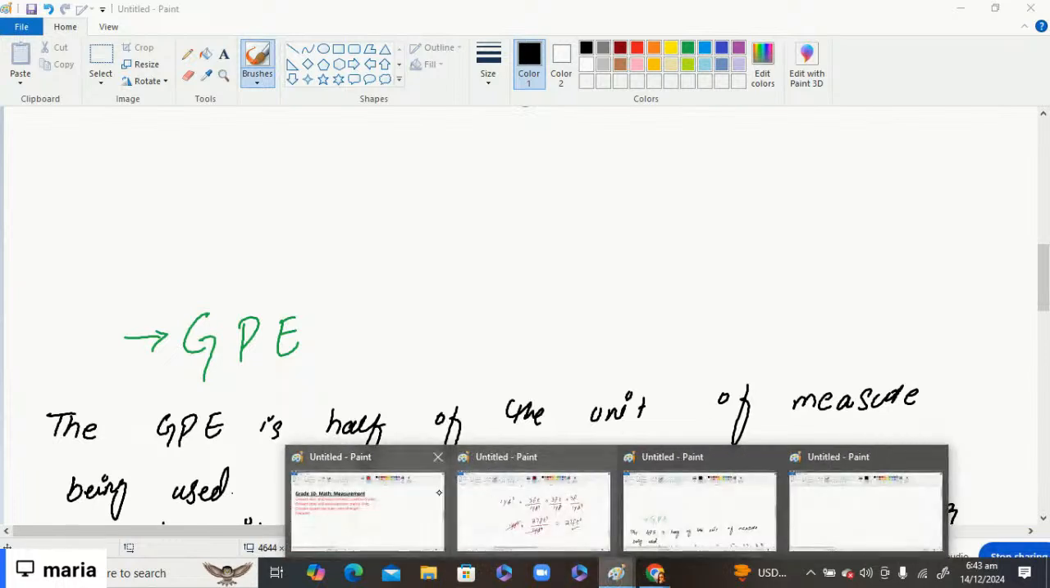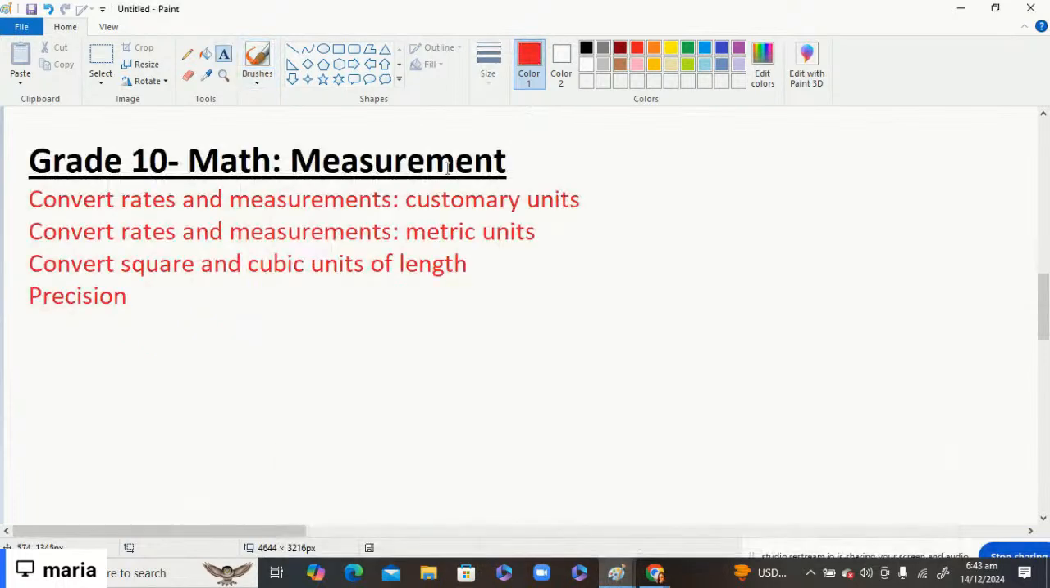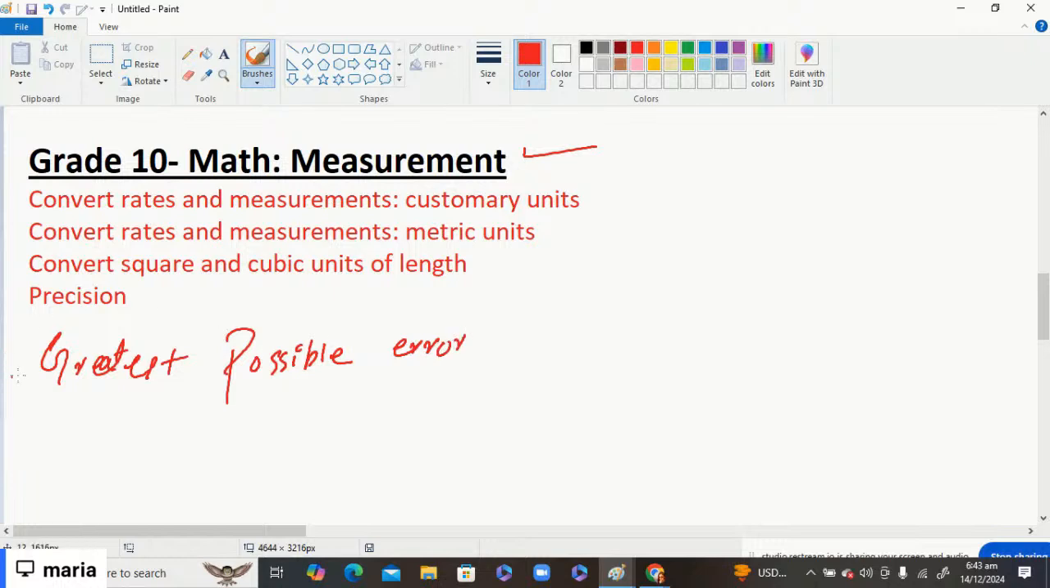Today we covered grade 10 maths. The chapter we discussed is measurements. The lessons we covered today are convert rates and measurements, customary units, convert rates and measurements, metric units, convert square and cubic units of length, precision, and also the greatest possible error. The next lesson is also involved.